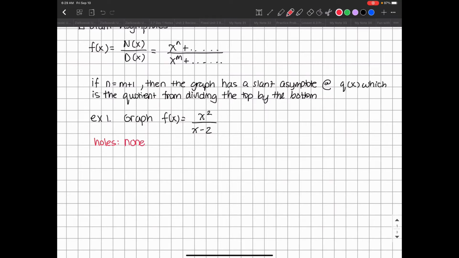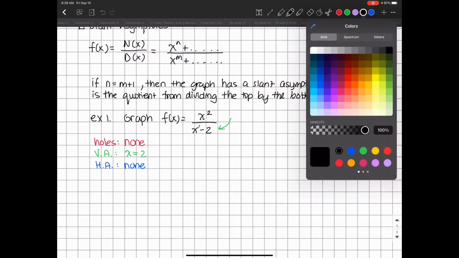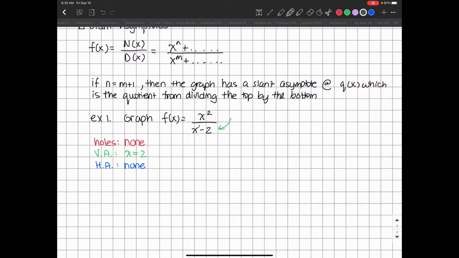There are no holes. Then I'm looking for vertical asymptotes. I have a vertical asymptote in the denominator. There's an x value that makes that denominator equal to 0, and that's 2. So I have a vertical asymptote at x is equal to 2. And then I'm looking for my horizontal asymptote. I have x squared over x to the first power. Those are the highest powers. I have a numerator power greater than the denominator, so there is no horizontal asymptote. So now this is where I need to look for if there's a slant asymptote.